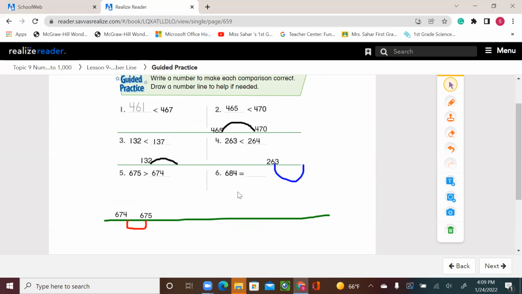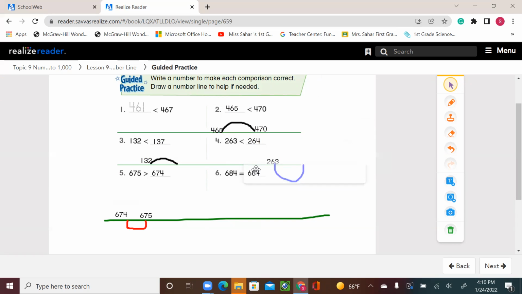Remember, when we have the equal symbol, that means both sides should be the same. So this one, I don't need to think about it. 684 equals 684. So my number should be the same. And I'm going to put it here.